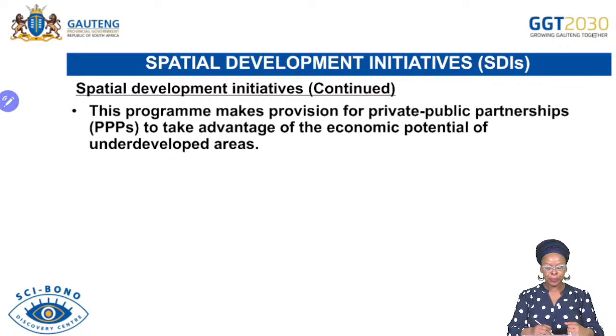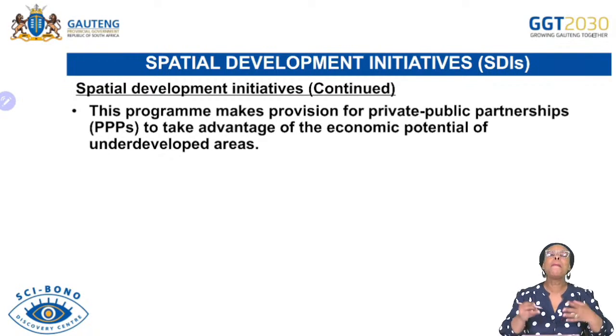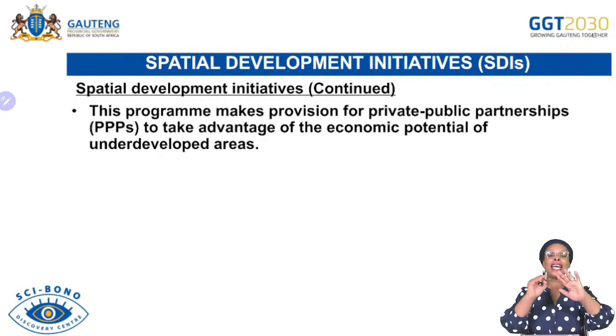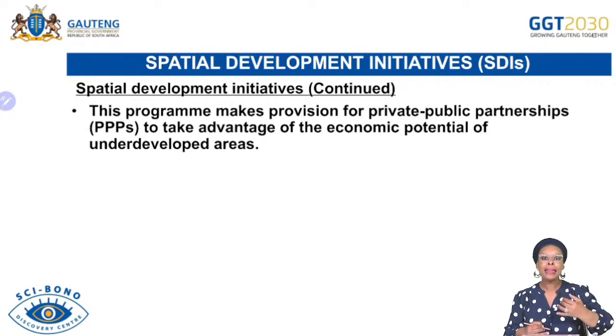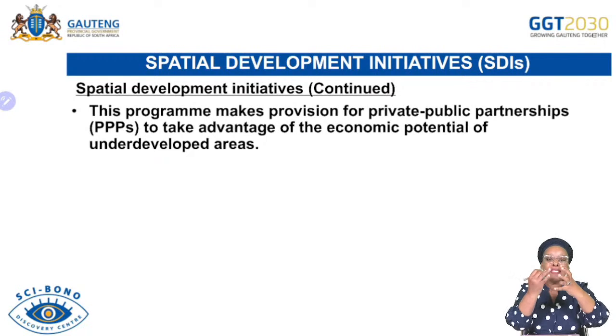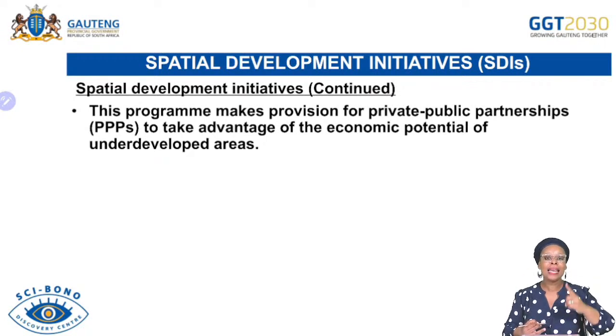Let's continue. This will be possible only if there is a partnership. We call it a triple P partnership, where there is a private sector, there is a public sector, which is the government. Together, if they collaborate and work together, the SDIs can be possible. How does the triple P work?